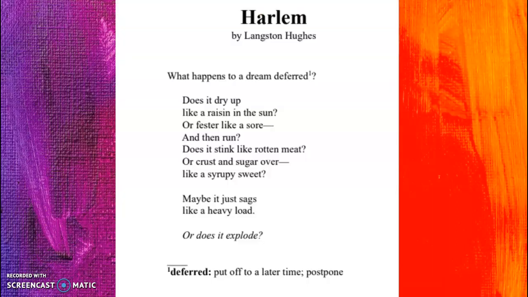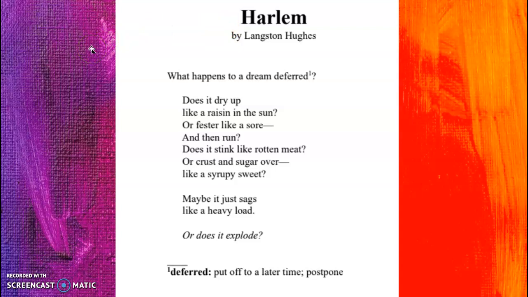Since this is a poem and it's a little bit shorter, but every single word really packs a punch and is important, we're going to read it through once. And then we're going to read it through again, stopping at each point for the questions to help you understand it as we go. So our first read, Harlem by Langston Hughes.